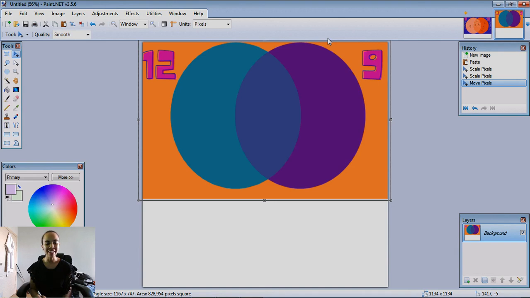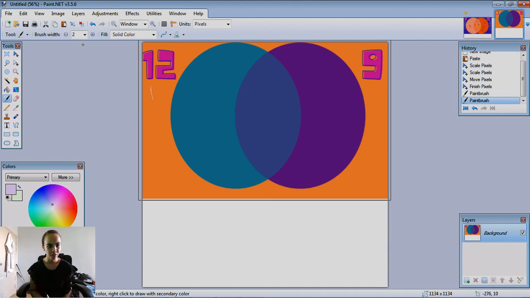So we've got 12 and 9. What I'm going to do is use a white color and write on this orange part over here. I've got all the factors of 12. I'm trying to make this just a bit thicker. So that's 1. It's not thick enough. Okay, there we go. So 1, 2, 3, 4, and 6 and 12. These are the factors of 12.